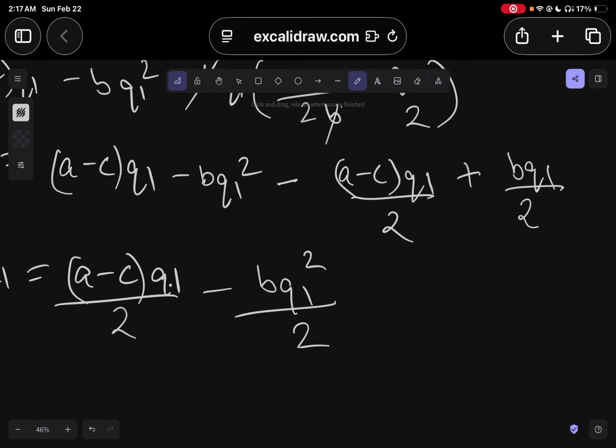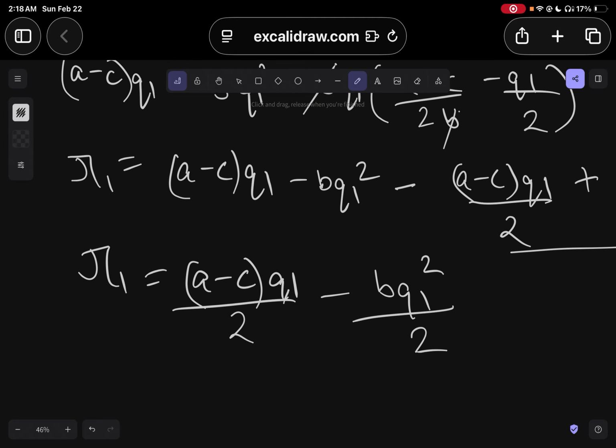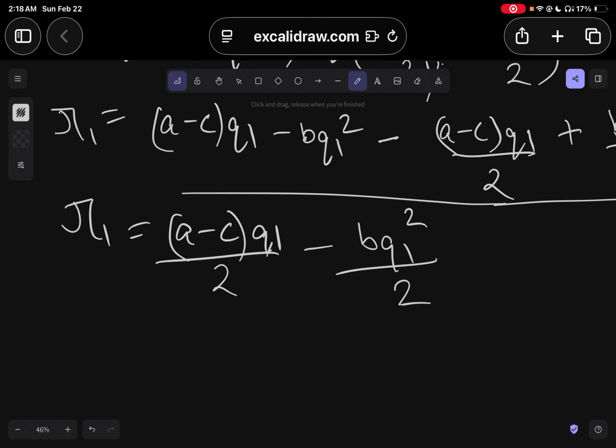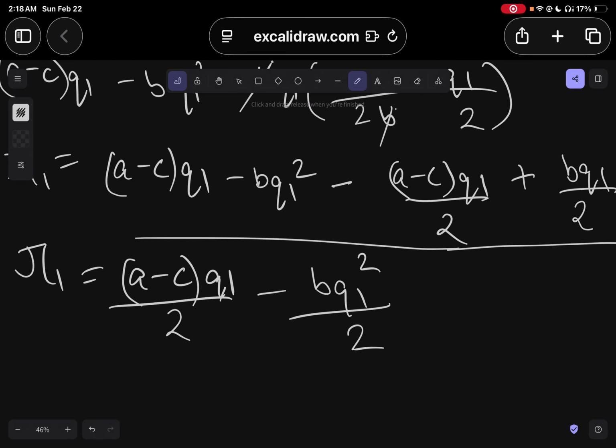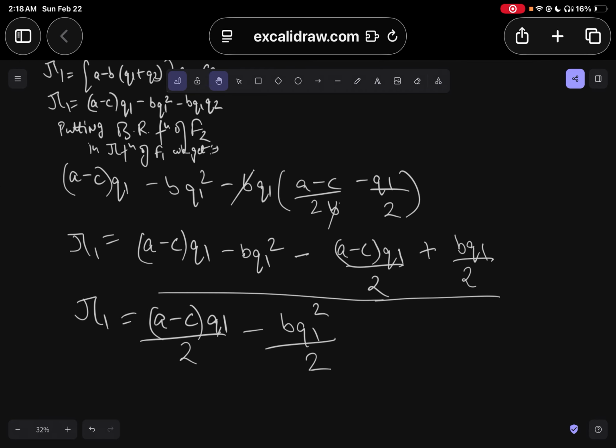Simply what I just wrote here, just making sure that the symbols are correct. Now, or did I do something else? Hold on. A minus C Q1 by 2. Why did I write this? Okay, it's obviously plus minus.